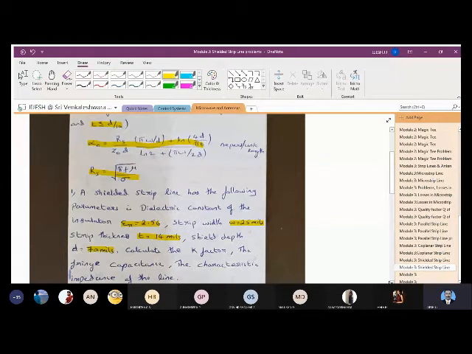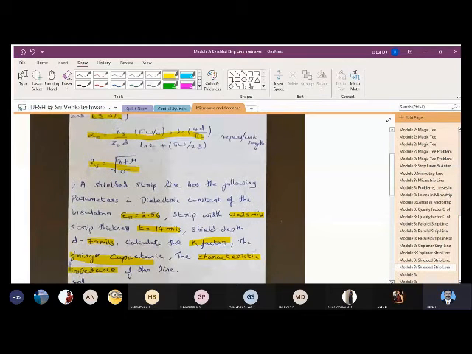What they have asked is to calculate the K factor, then find the fringe capacitance, and then the characteristic impedance. That is understood. Even if I had asked you only for the characteristic impedance, you would still have to find the K factor and fringe capacitance first. It is just asked one by one. Finally you need to find the characteristic impedance. So first is the K factor.